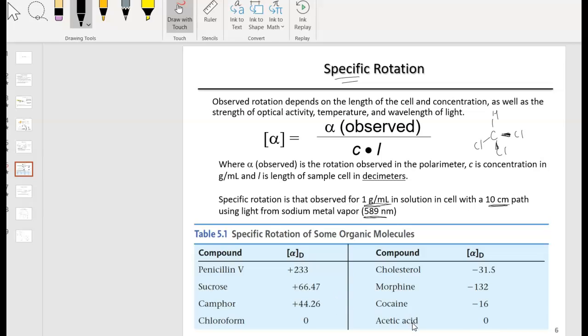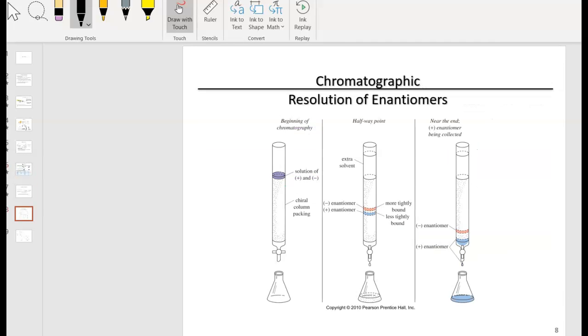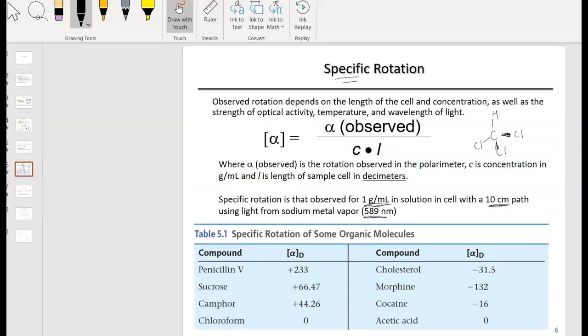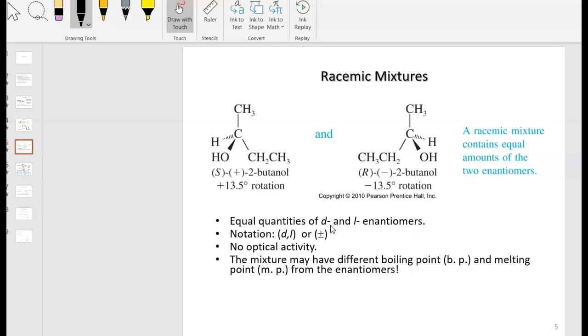Then the same reason applies to acetic acid, because if you draw that out, there is no carbon atom with all 4 groups different. However, also remember that if you have a racemic mixture, just like I was talking to you about a little bit back, then you will not see any optical activity, because they contain equal amounts of the 2 enantiomers, right? So if one enantiomer rotates it, for example in this case, 13.5 degrees to the right, the other will rotate it with the same magnitude to the left. So they are basically rendering the compound optically inactive.